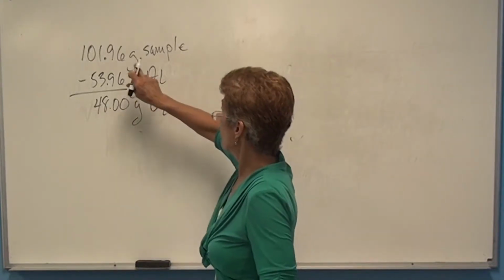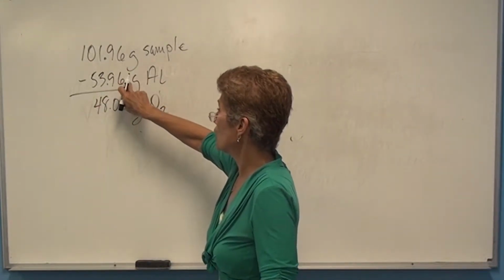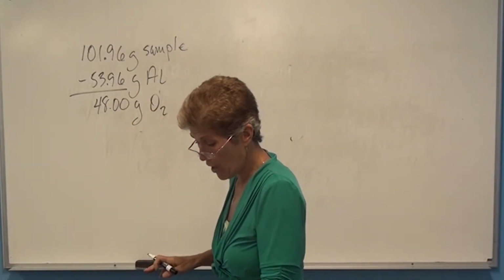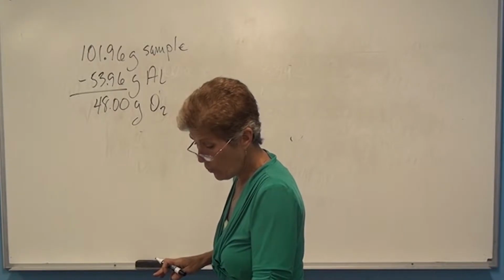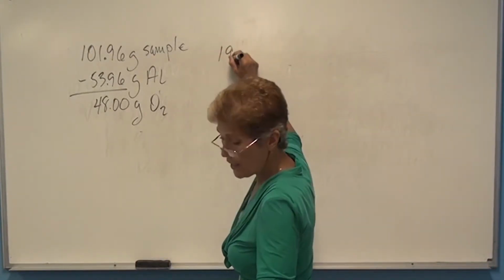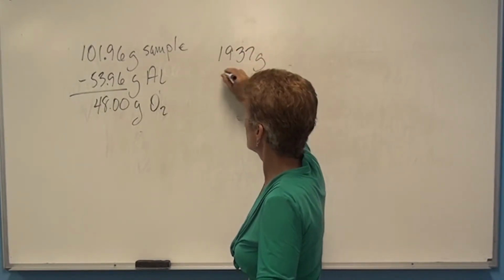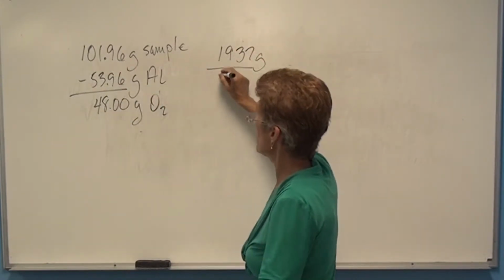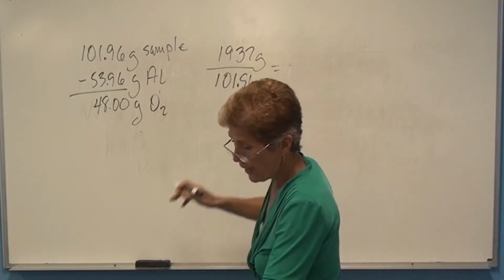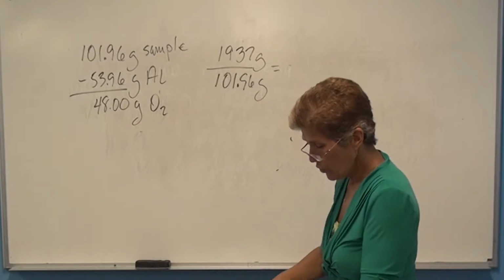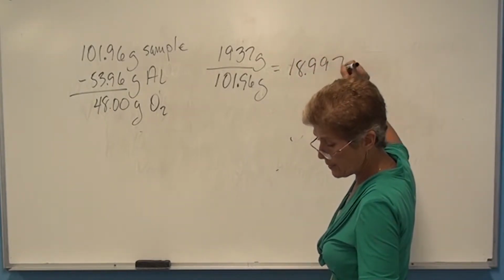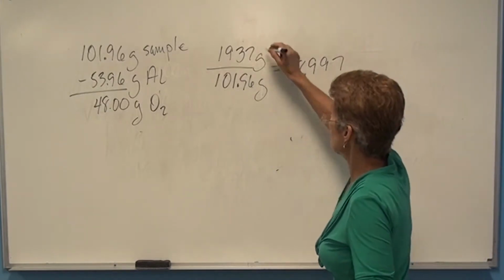So there's our known total sample. That's the amount we were told of aluminum. So when you get the difference, that would be your unknown amount of oxygen. And we are told that the chemist wants to make 1,937 grams. And here we know how to make 101.96 grams. And so if you divide those two, you get 18.997 in your calculator. Grams is going to cancel.